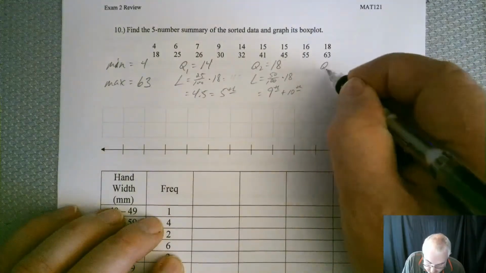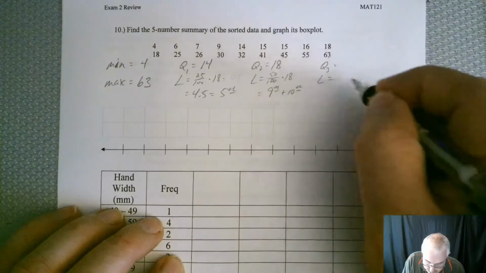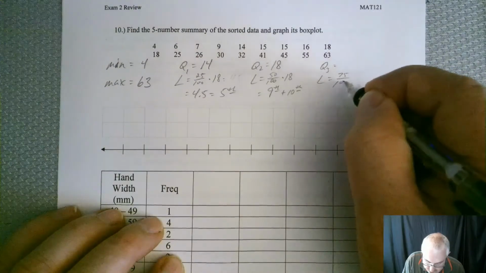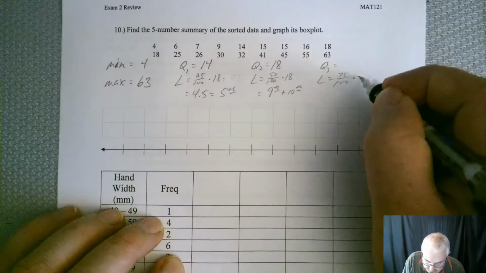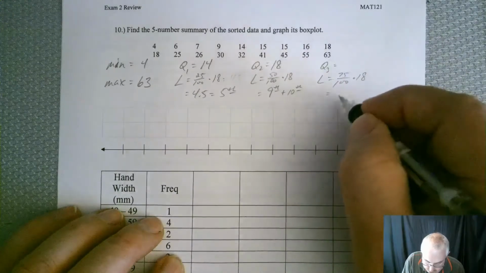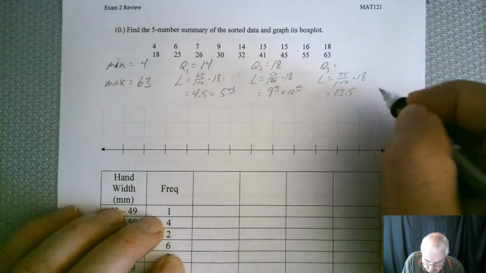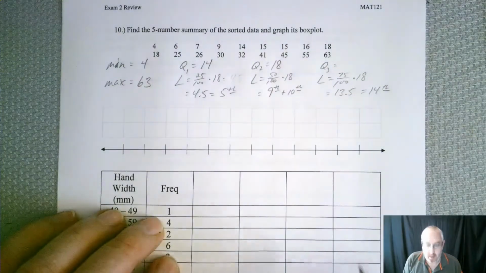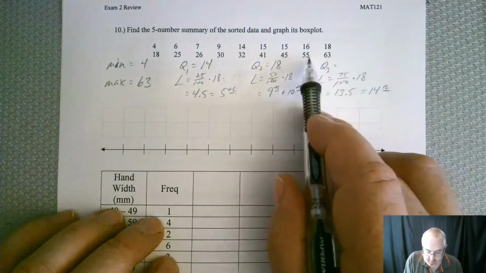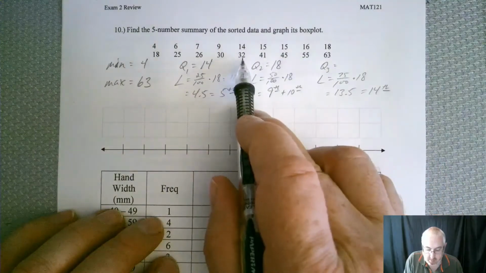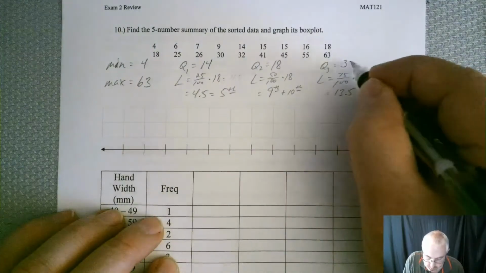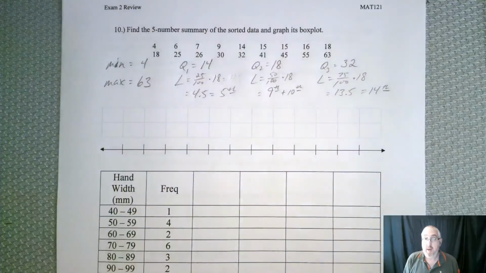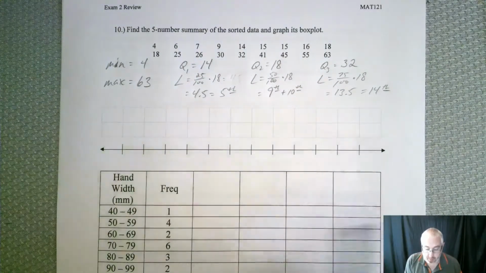All right. And then Q3, so it should be off of the 75th percentile. So that looks like it's going to be a 13.5, which will round to the 14th value. So 18, 17, 16, 15, 14 would be a 32. All right, so we have all of our 5-number summary. So now we got to put them into a box plot.